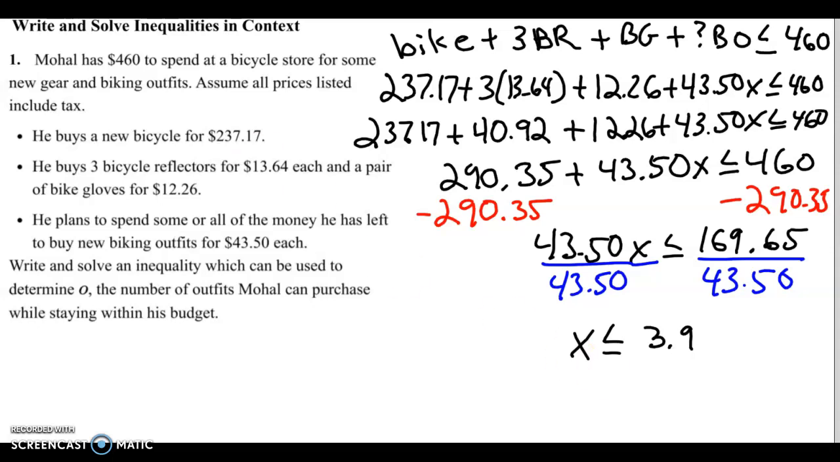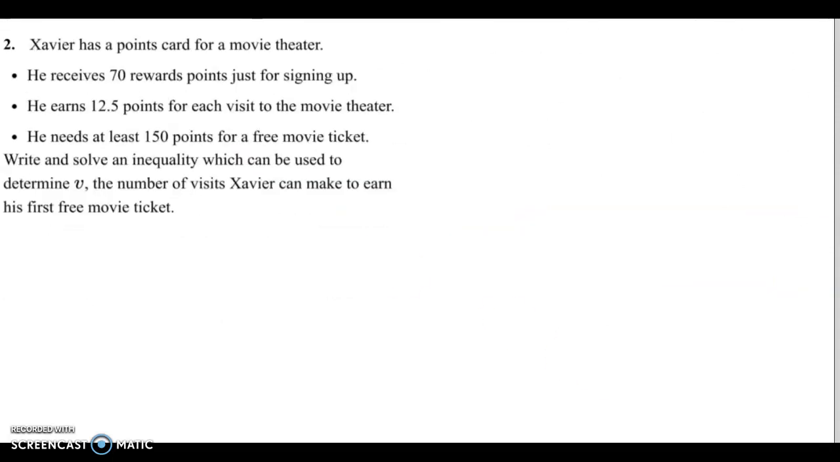All right, so let's take a look at another example. Not all of them have that many different options to put in to come up with the inequality. This was a little bit simple. Okay, Xavier has point cards from the movie theater. He receives 70 reward points just for signing up. He earns 12.5 points for each visit to the movie theater. He needs at least 150 points for a free movie ticket. Write and solve the inequality which can be used to determine V, the number of visits Xavier can make to earn his first free movie ticket.